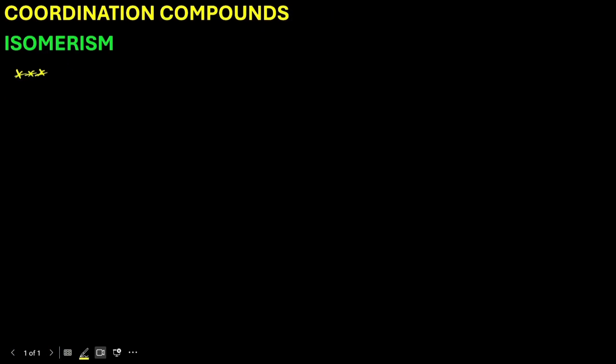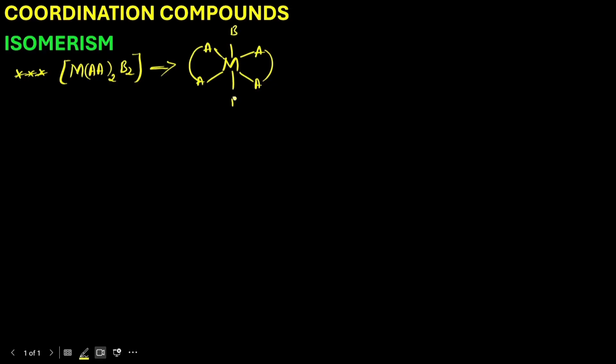Now we will consider the complex of type M(AA)2B2. Now we will write the structure of this complex. It will be like this. M, to which two didentate ligands are attached. Here we have A and A, it is a didentate ligand. Here we will be having B and B. Here these ligands are in the plane, this is above the plane and this is below the plane. Here two similar ligands are in opposite direction. Therefore, it is a trans isomer. It is optically inactive.